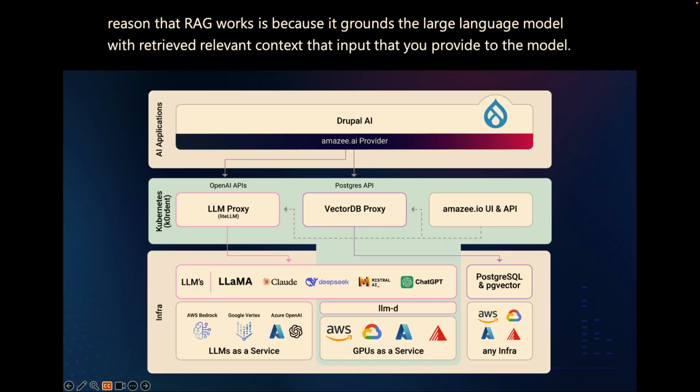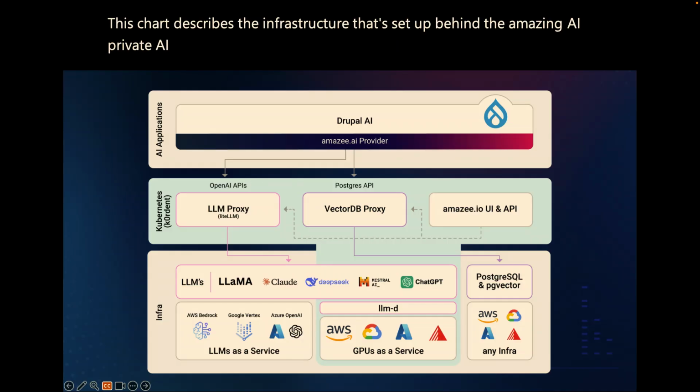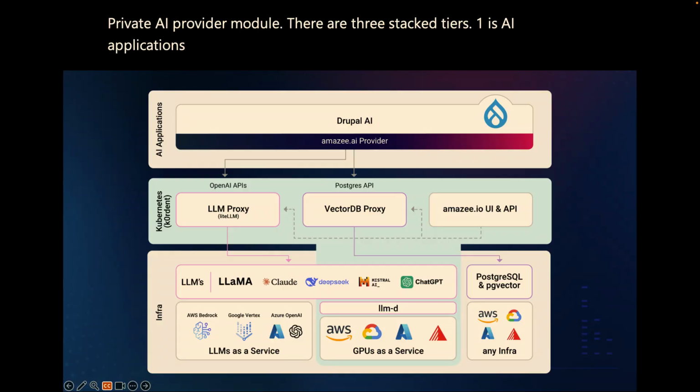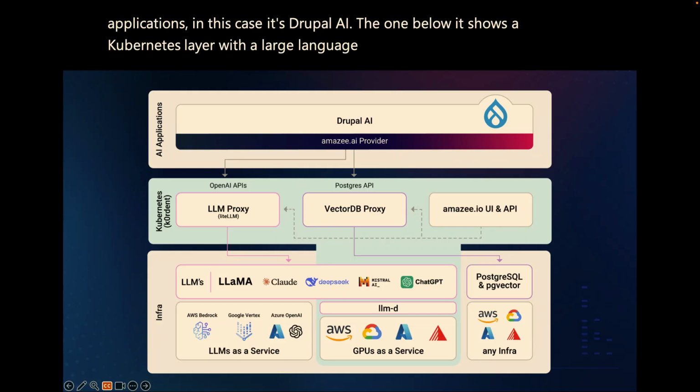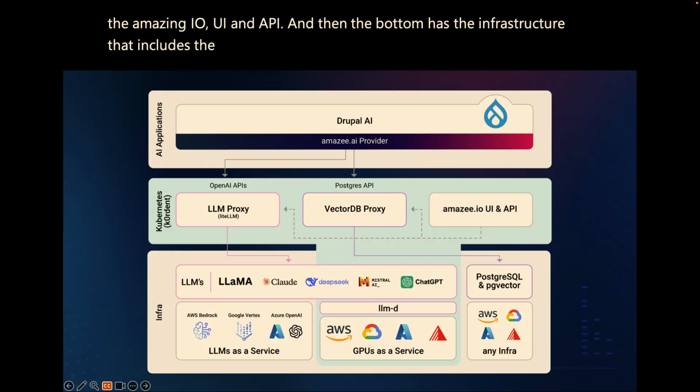This chart describes the infrastructure that's set up behind the amazee.ai private AI provider module. There are 3 stacked tiers. One is AI applications. In this case, it's DrupalAI. The one below it shows a Kubernetes layer with a large language model proxy, vector DB proxy, and the amazee.ai UI and API. And then the bottom has the infrastructure that includes the large language models, the service layers, etc.